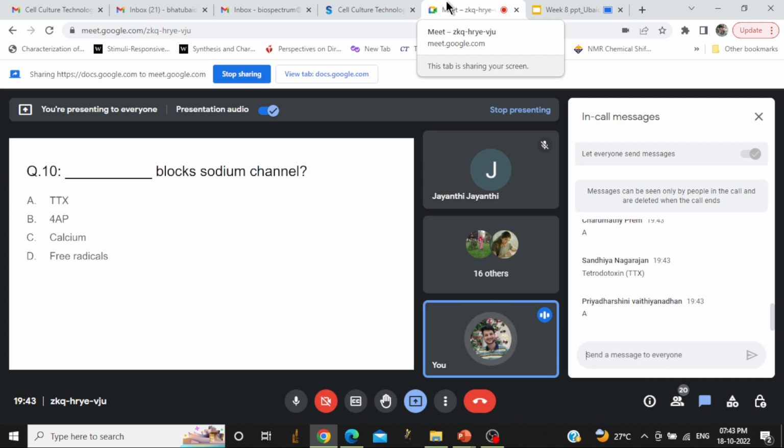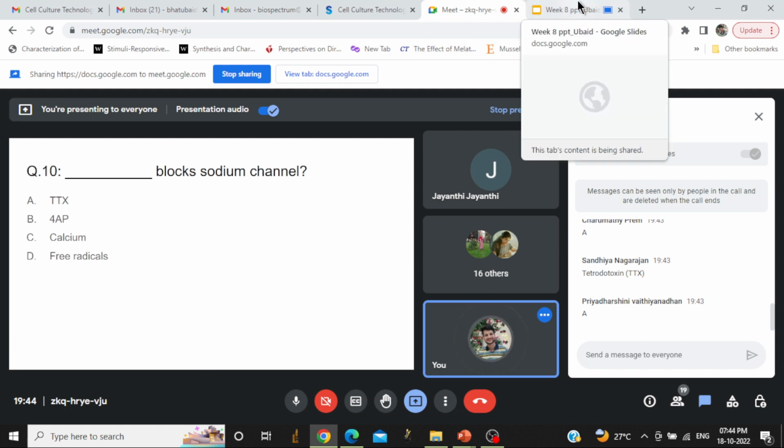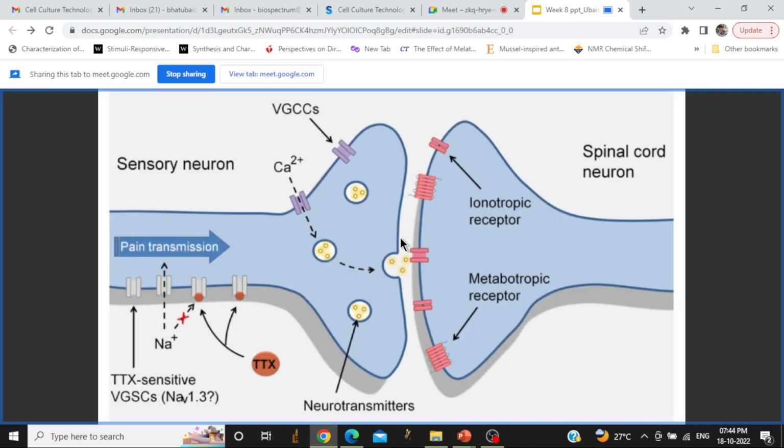So there are a lot of channel blockers which block the sodium channel, and they interrupt the action potential. And some of these sodium channel blockers are also used in case of anesthesia, local anesthesia or central anesthetics. What TTX actually does is block the voltage gated sodium channels, and due to this blocking of the voltage gated sodium channels, the action potential will not be generated or it will not be transmitted from one neuron to another neuron.